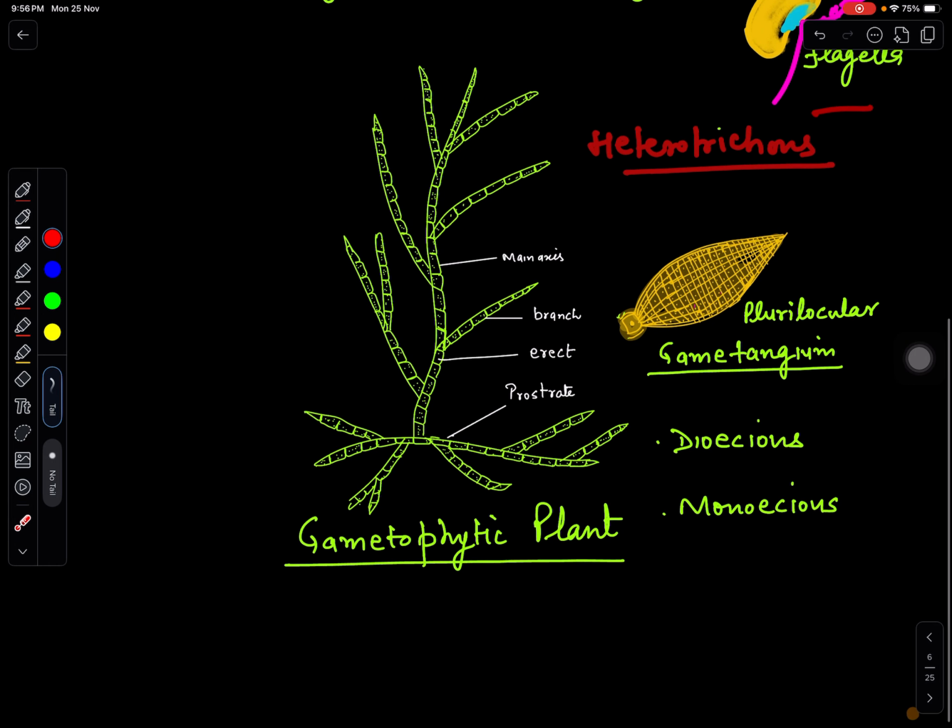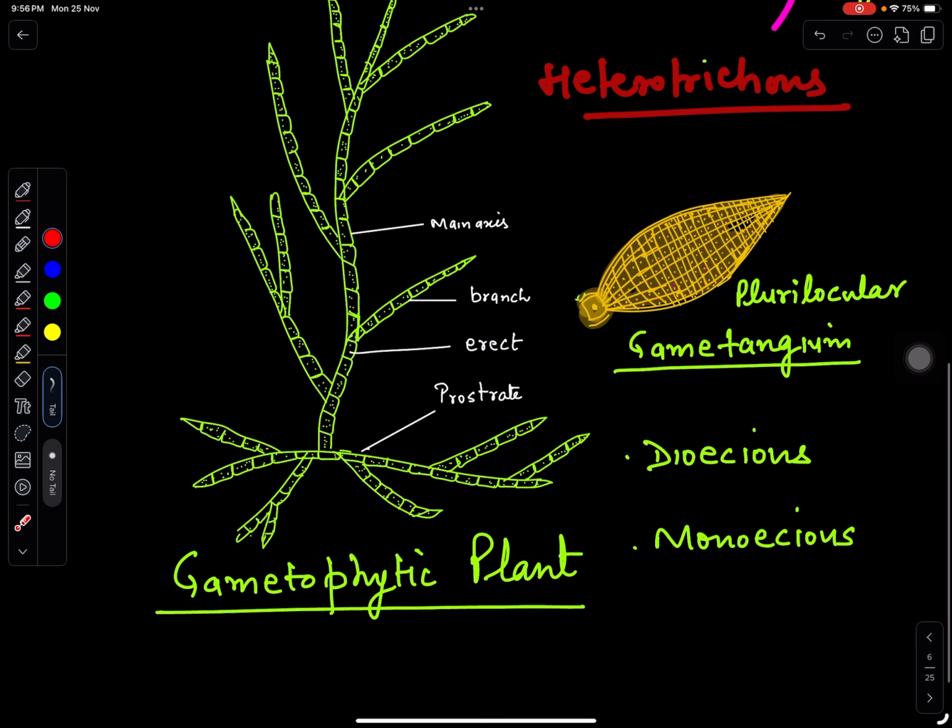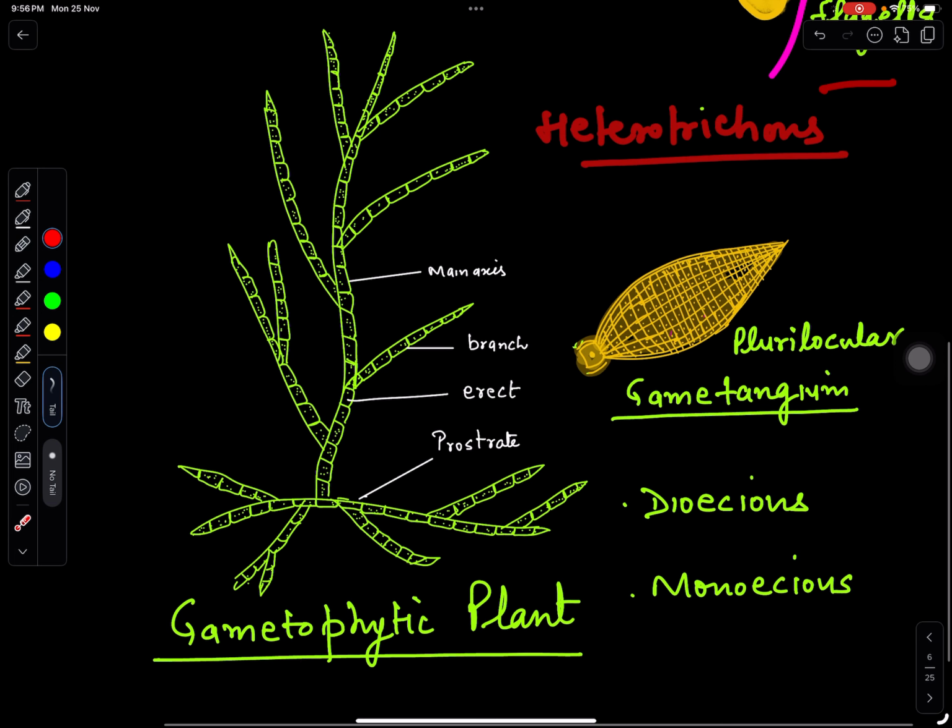As we know, Ectocarpus has a heterotrichous plant body. Now this is its gametophytic plant body. This is the prostrate system, and this is the erect system, and these are the branches which are arising from the main axis, right? So this is a gametophytic plant. Now this gametophytic plant will bear gametangium, right?